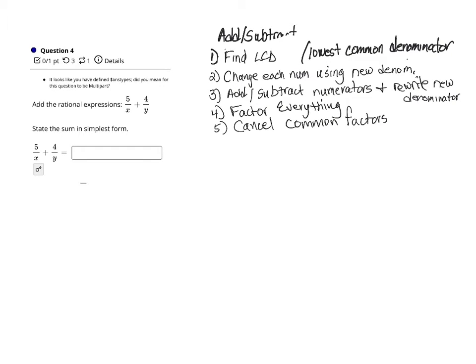Now we're going to add and subtract. Remember, when you add and subtract with fractions, you have to have a common denominator. So the same thing is here. We're going to look at our denominators and find our LCD, our lowest common denominator. So just looking at our denominators, we have an x and a y, so that makes it easy. Our LCD is going to be xy.